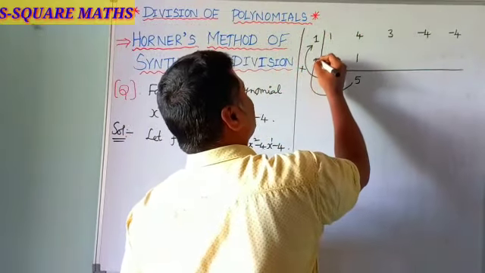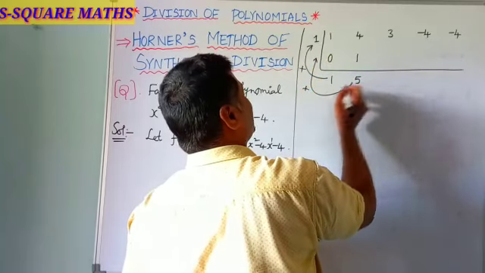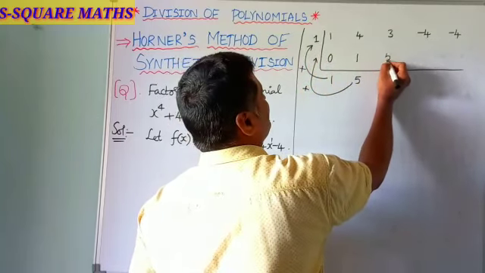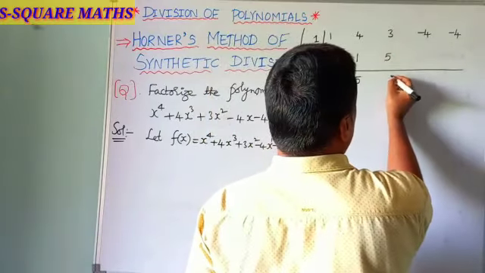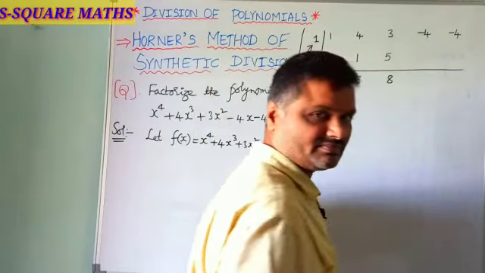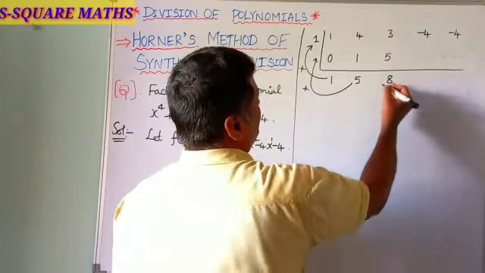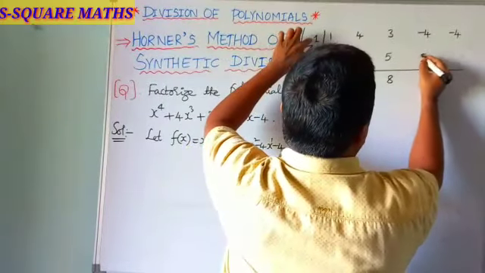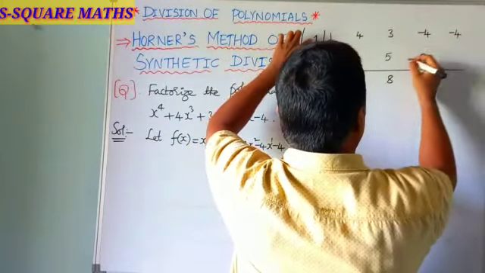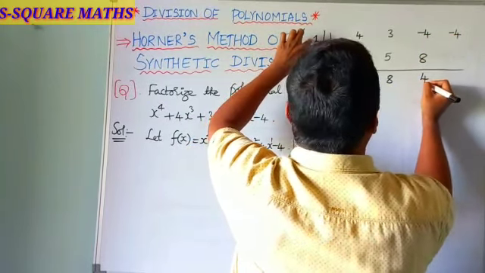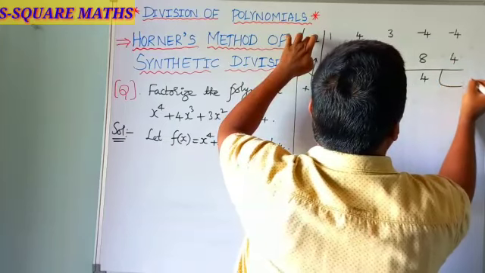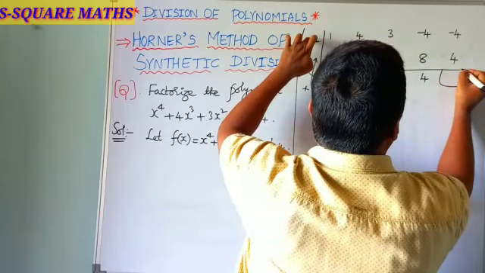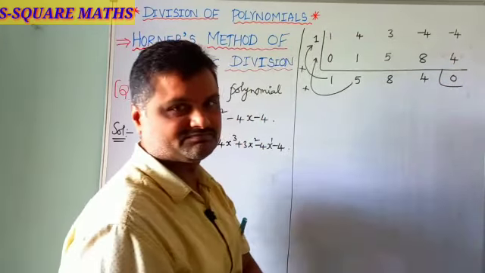Again you have to multiply: 5 into 1 gives you 5. Next, 3 plus 5 gives you 8. So 8 into 1, again it is 8. Minus 4 plus 8 is 4. Again 4 into 1 is 4. Minus 4 plus 4 gives you 0. This is the remainder 0.